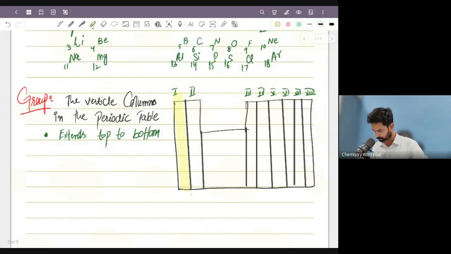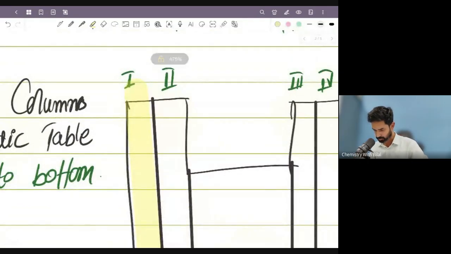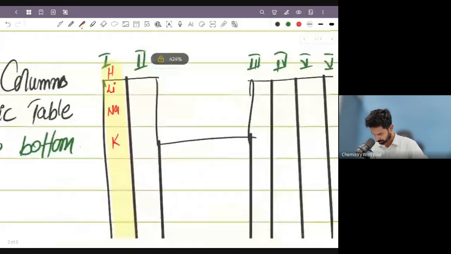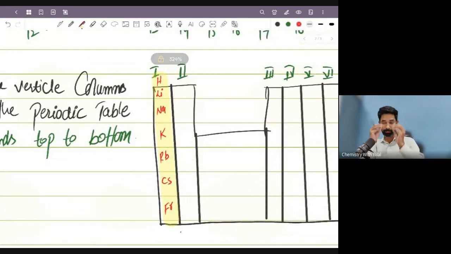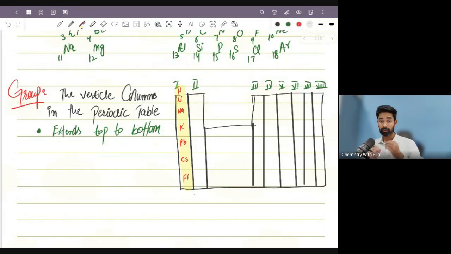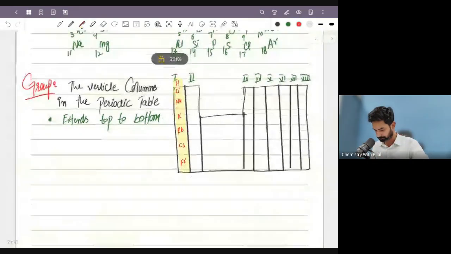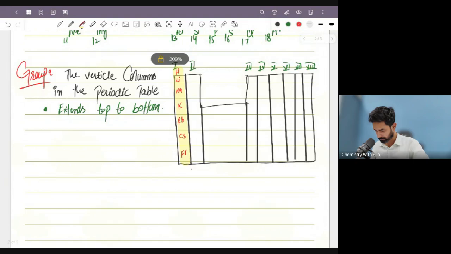Right? So for example, this is the entire group 1. In group 1, it starts with hydrogen, lithium, sodium, potassium, rubidium, cesium, and francium. This is all the members, a list of all the atoms present in group 1. So groups are the vertical columns, extending from top to bottom, right?